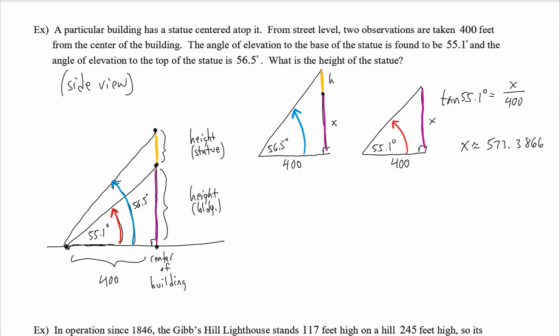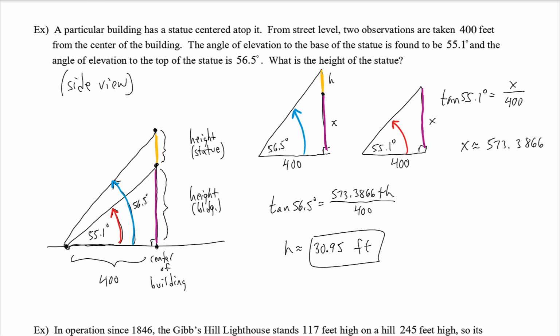So let's do the bigger right triangle. The bigger right triangle would be tangent of 56.5, which would then be x plus h, right? That's that whole side. So it'd be x plus h all over 400. So now I'm just going to cross multiply and subtract the 573. So h is going to be, so the height of the statue, again, using the calculator. That statue is about almost 31 feet. Not quite, but almost.